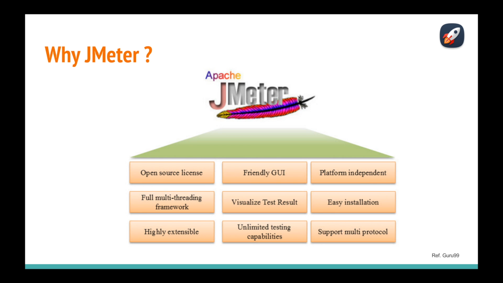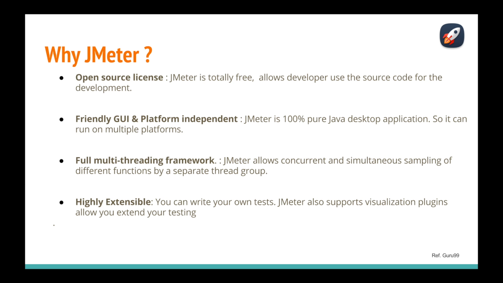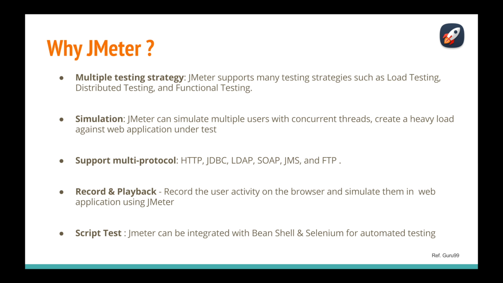All right, so these are the main points. It can support different protocols, for example HTTP, JDBC, LDAP, SOAP, and FTP. Most of the time we are doing HTTP, and sometimes FTP. For performance testing, it generally supports record and playback. Basically, you can record a user behavior in JMeter and play it back 100 times to test the performance of your web application.